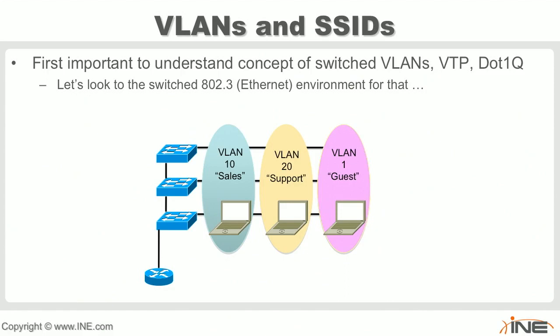The next topic we want to take a look at is the Cisco Unified Wireless Network Architecture, and we're going to look at this in two parts. To begin with, it's first important to understand the concept of switched VLANs, VLAN Trunking Protocol, and the .1Q, or 802.1Q, specification for multiple VLANs over a trunk. So you should be familiar with this already.